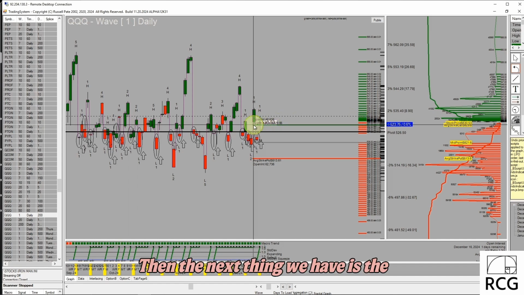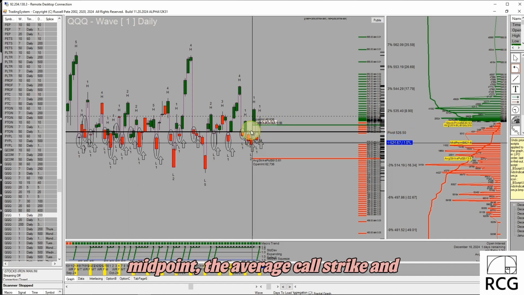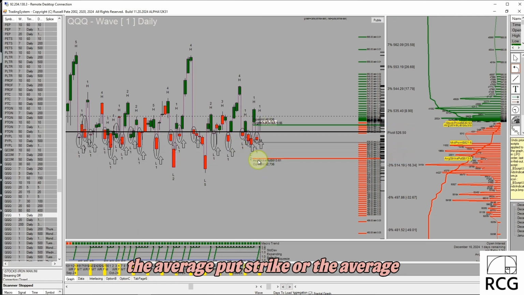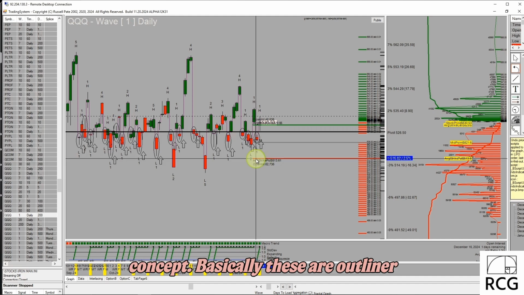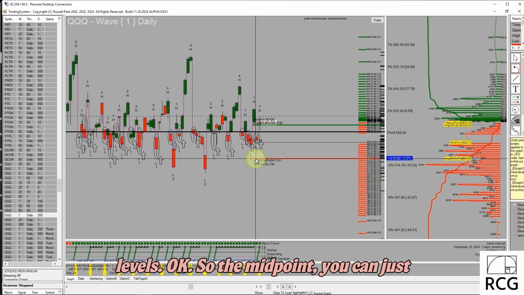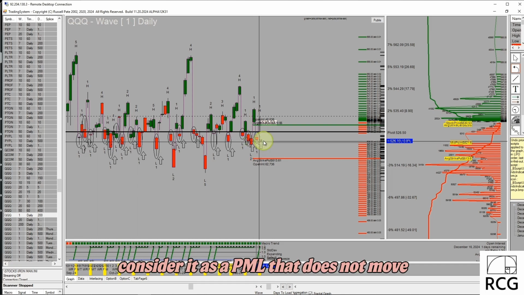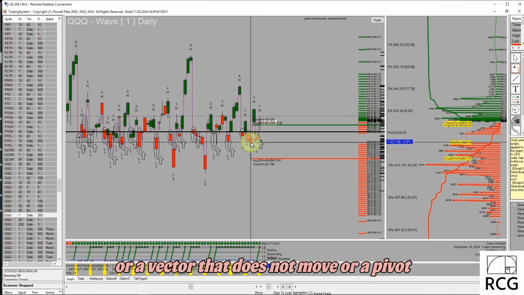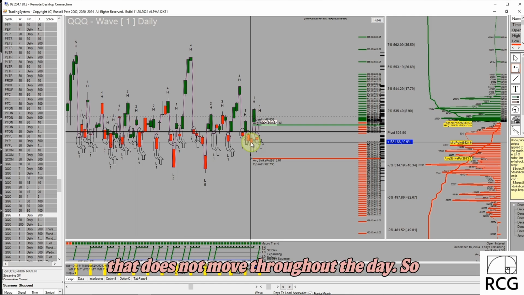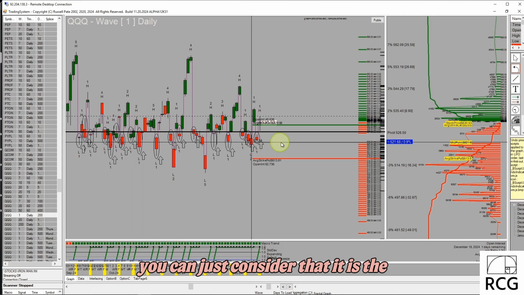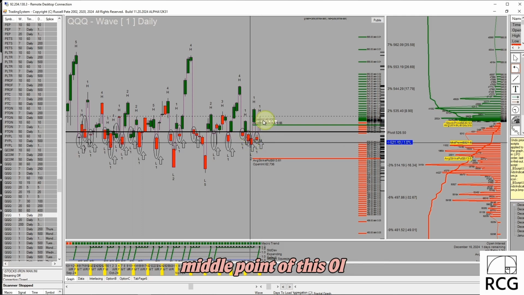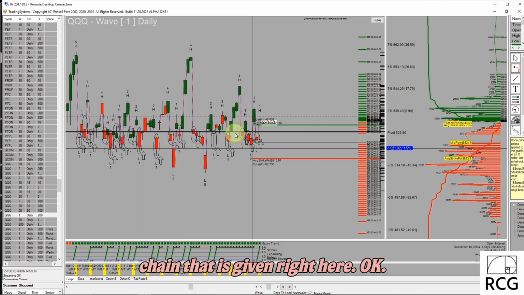Then the next thing we have is the midpoint, the average call strike and the average put strike. It's just a very simple concept. Basically, these are outlier levels. The midpoint, you can just consider as a PML that does not move, or a vector or a pivot that does not move throughout the day. It is the middle point of this OI chain that is given right here.